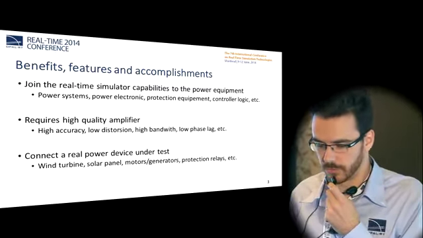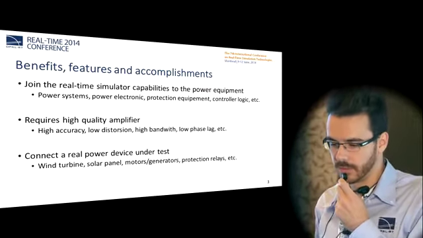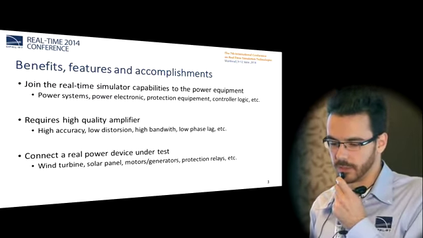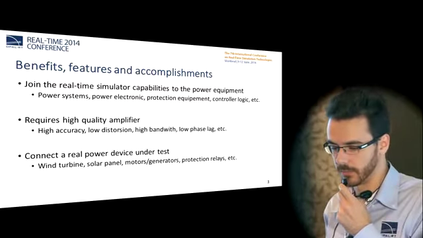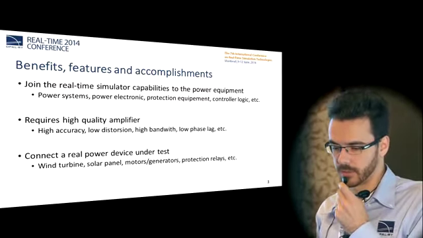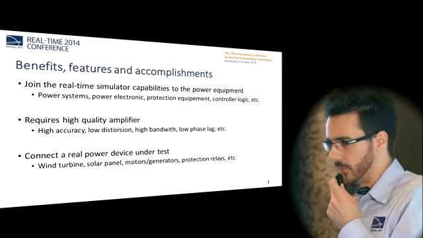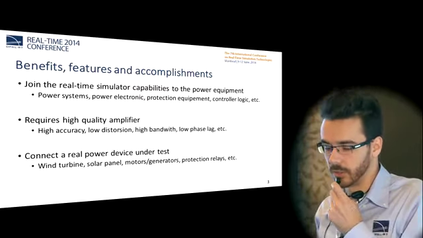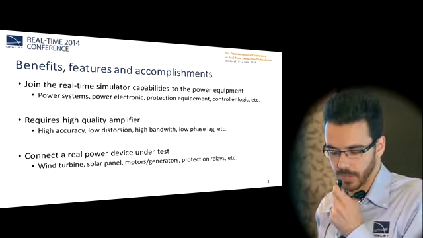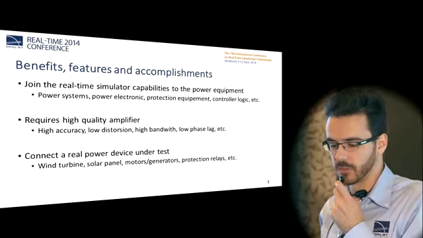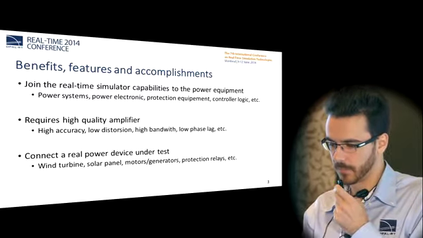In order to achieve a proper connection with hardware, we need to make sure to have a high-quality amplifier, which permits good accuracy, low distortion, a high bandwidth, and any other parameters that are relevant for your hardware in the loop simulation. And in terms of real hardware that can be connected to the simulator, we're talking about a variety of items. Among those, we have the wind turbine, the solar panels, motors, generators, protection relays.